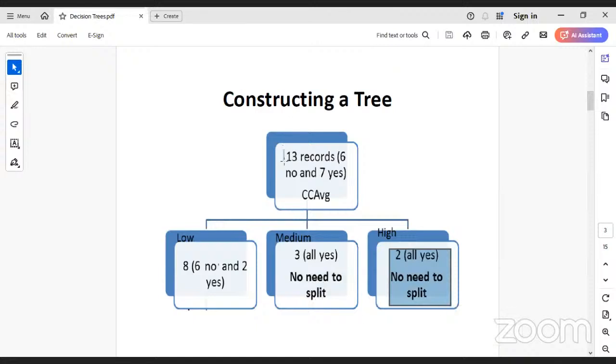So from root node to leaf is one branch. The second branch is from root node to the second leaf. So we have two branches.